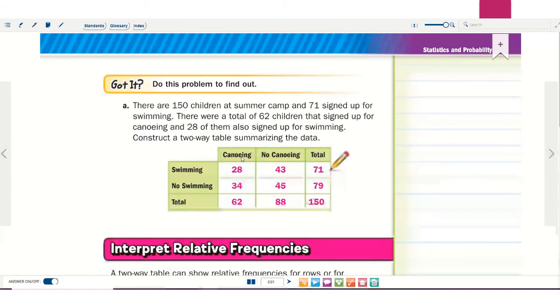After you've plugged those four numbers in, then we can fill in the rest of them. So looking at swimming and no canoeing should have been 43. Looking at no swimming and canoeing should be 34, with a total of 79. Looking at no swimming and no canoeing was 45. And then no canoeing total is 88.